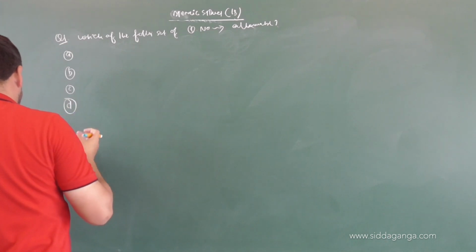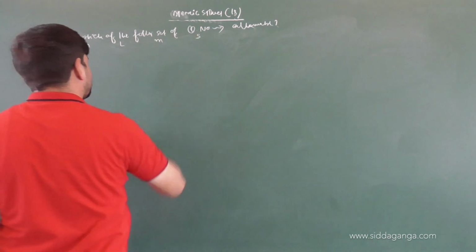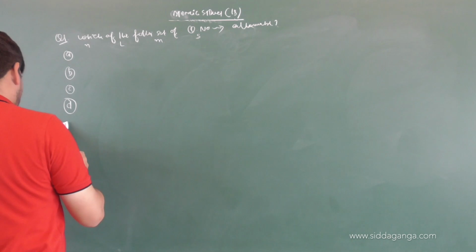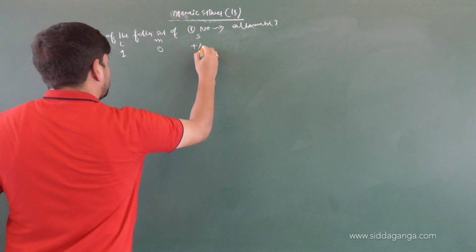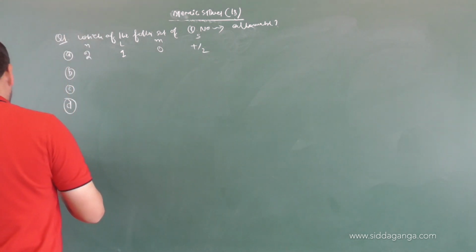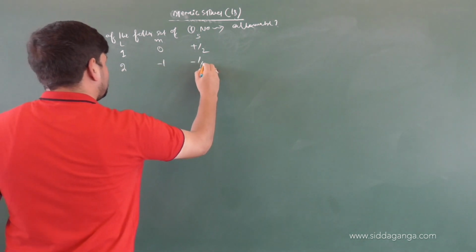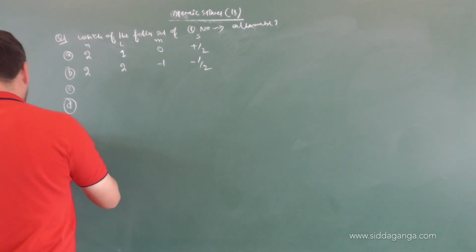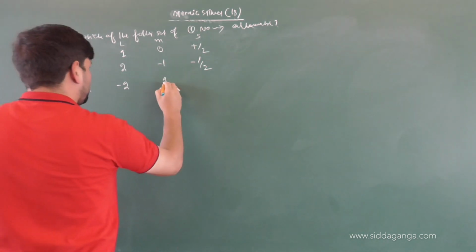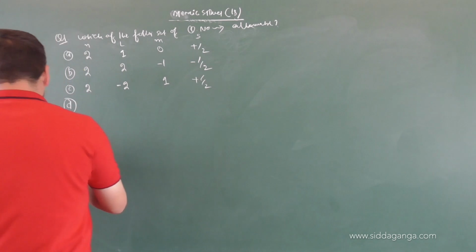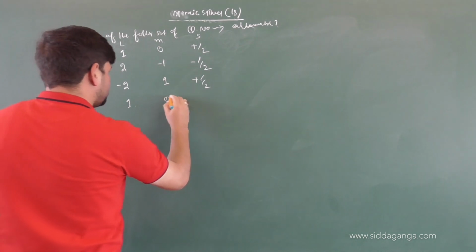I will write N, L, M and S. So here I will mention N, this is L, this is M and this is S. So for all the 4: Option one is 2, 1, 0 plus half. Second option is 2, 2, minus 1, minus half. Third one is 2, minus 2, 1, plus half, and option fourth is 2, 1, 0, 0.